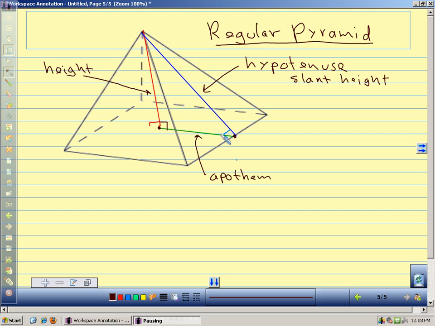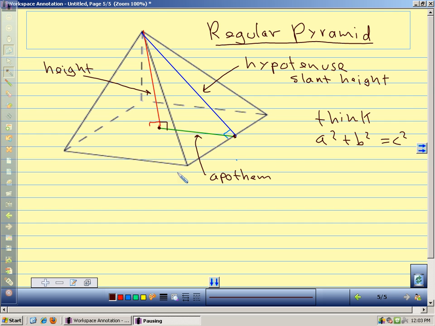So if we have any two of these pieces, we can find the third piece. A lot of times your problem will give you the slant height and you'll be able to figure out the apothem, but you don't know the height. You have to use the Pythagorean theorem. So when you have these parts, you should think A squared plus B squared equals C squared. Because when you have a pyramid, you always have this right triangle.